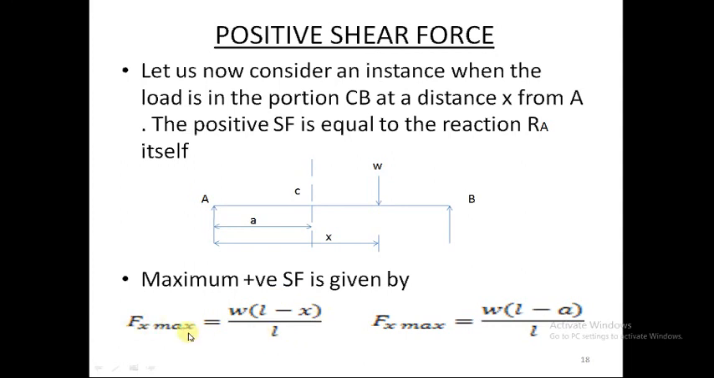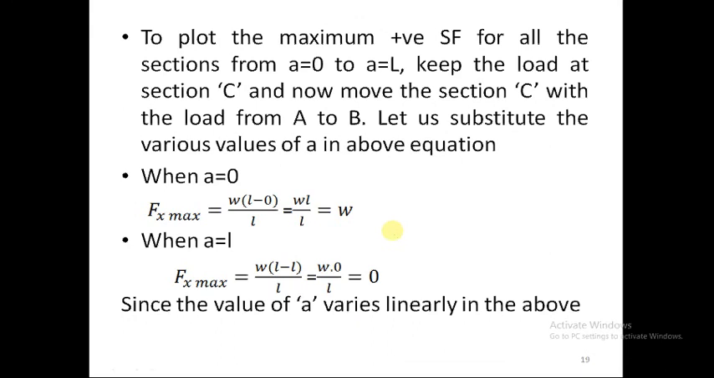Therefore Fx max, that is the maximum shear force, is going to be W into (L minus x) by L. Now in this case, if my x and a both coincide together, that is, when the load is placed at the section C only, I will replace x by a, so it becomes W into (L minus a) by L. Now to plot the maximum positive shear force for all the sections from a equal to 0 to a equal to L, we have to keep the load at the section C and now move the section C with the load from A to B.